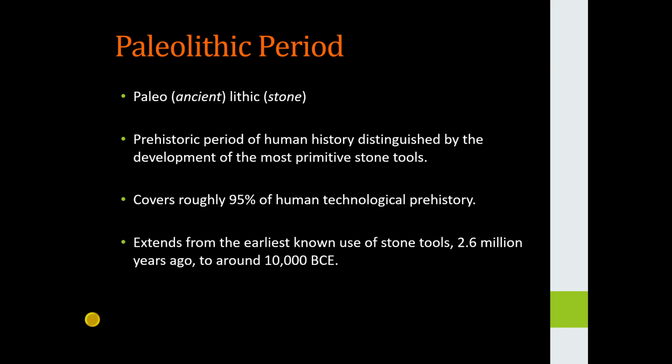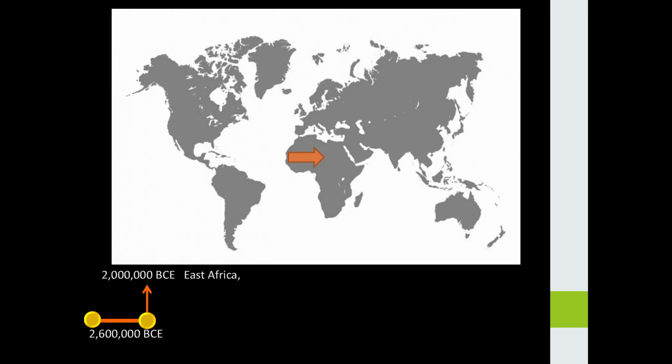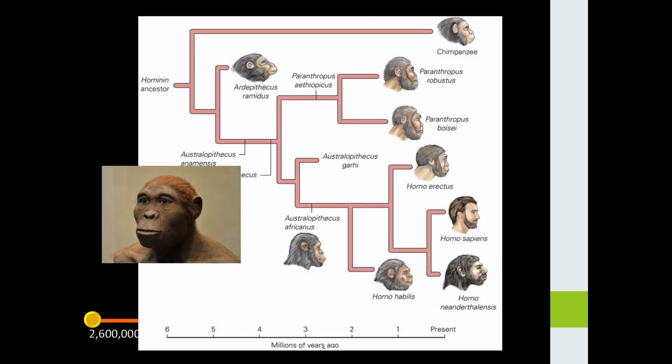So let's take a look. We're going to start here at 2.6 million years before the Common Era, and we're going to start moving towards the present. So about 2 million years BCE. This is the era we're talking about, and the kind of humanoids we're discussing is going to be Homo habilis. Just to give you an idea what that looks like, here's Homo habilis. And here's the time period that we're going to be discussing.